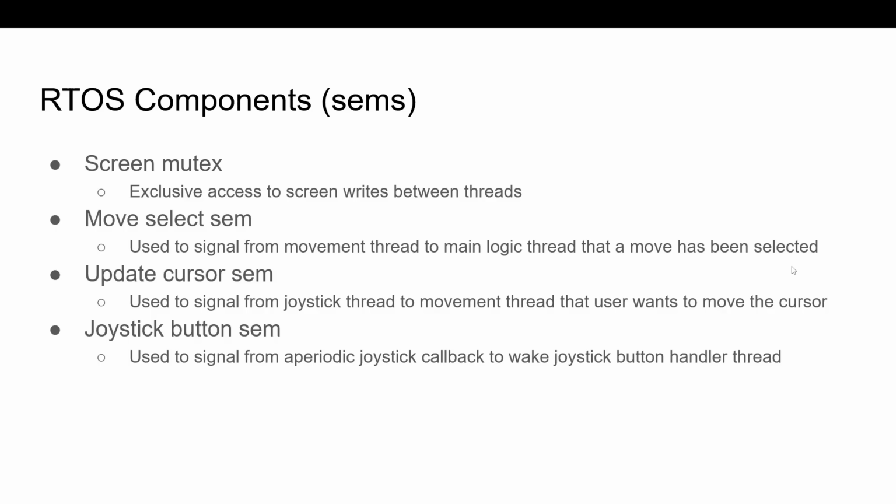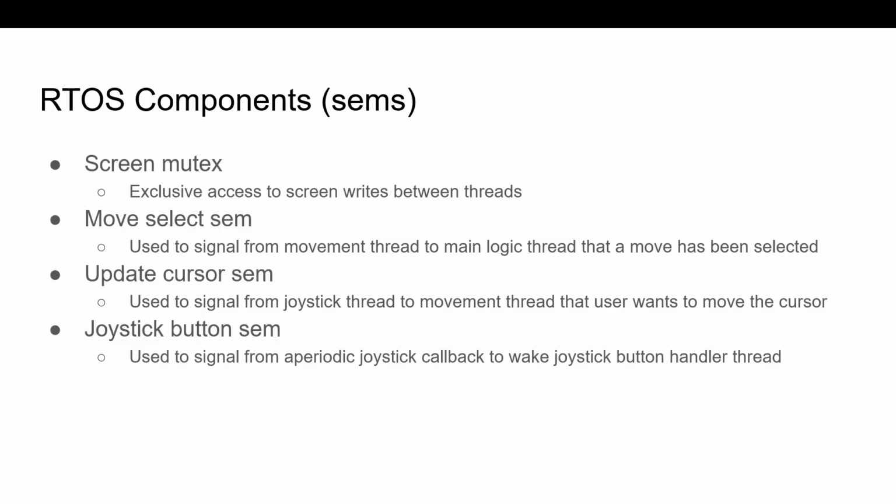First, some of the RTOS components, specifically the semaphores. There are four main ones that I use here. One is for exclusive access to the screen. It's just a mutex for the screen, so multiple threads can't write to it at once, because I have multiple threads writing to it, one moving the pieces, one doing the move highlighting, stuff like that.